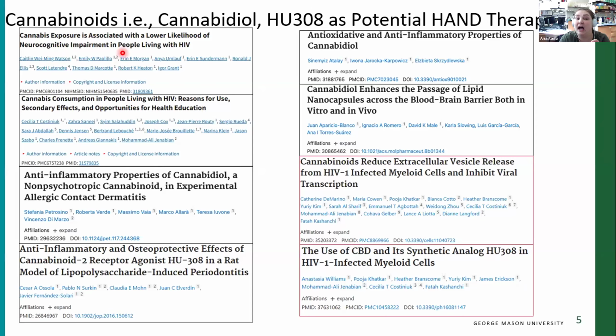So their lab, as well as others, have continued to look at some of these components within cannabis, including cannabidiol, or CBD, which in our hands had previously been shown to help reduce some of the effects of the HIV infection and reduce viral transcripts as well as viral proteins. And then in my study, we look at a similar structure to CBD, HU308, and that's what I'll be talking about today.